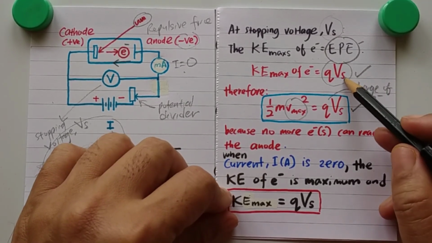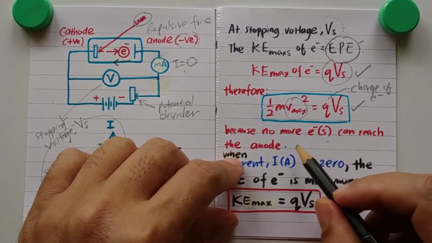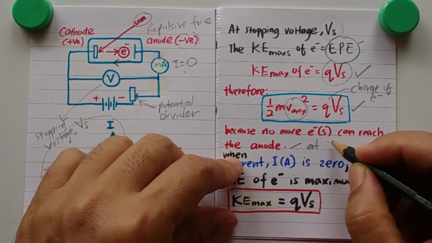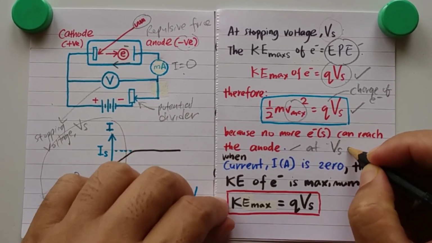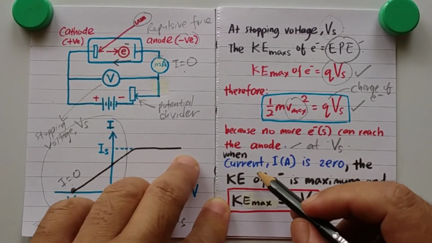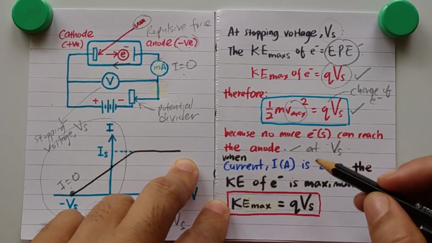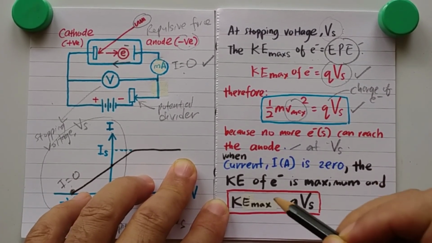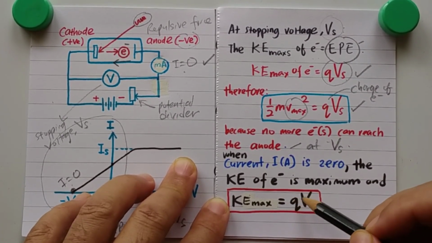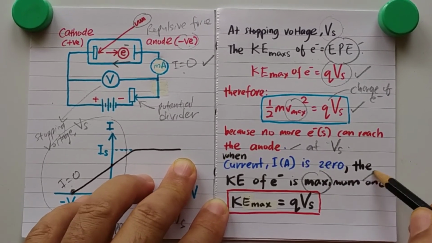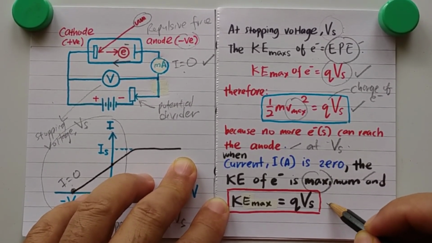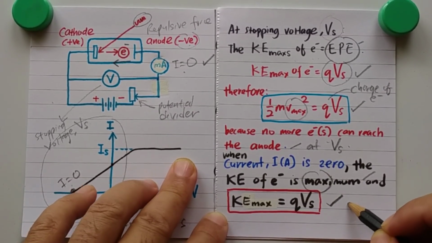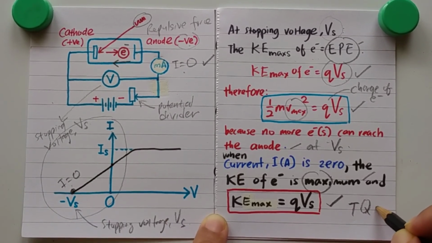So at the stopping voltage, no more electrons can reach the anode. This happens when the potential difference is equal to the stopping voltage. In this situation, the current is equal to 0. Then the kinetic energy of the electron is maximum, and we can write it as KE maximum equals QVs. Thank you.